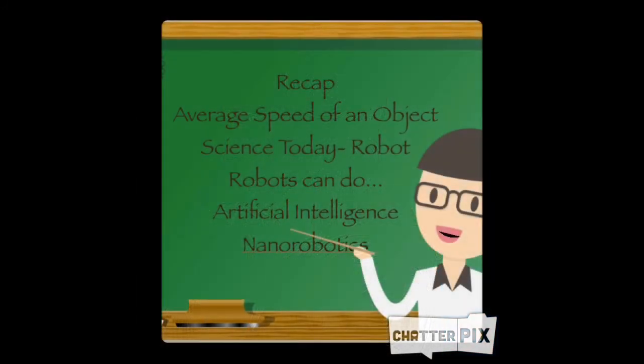So in today's lesson we learnt about calculating the average speed of an object. Then in science today, we learnt about robots, what robots can do, what artificial intelligence is, and about nanorobotics.